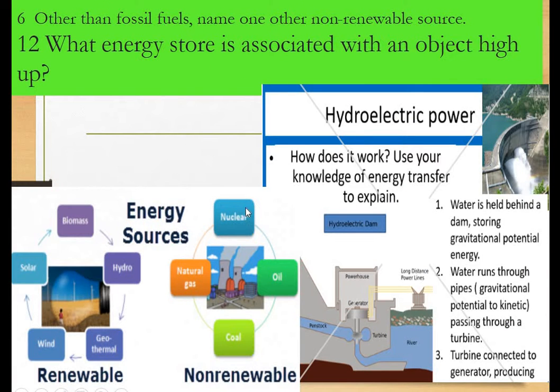And the other non-renewable energy is nuclear. So number 6 was nuclear energy. Write a sentence to do with that. Here's just an example of some renewable energy sources.